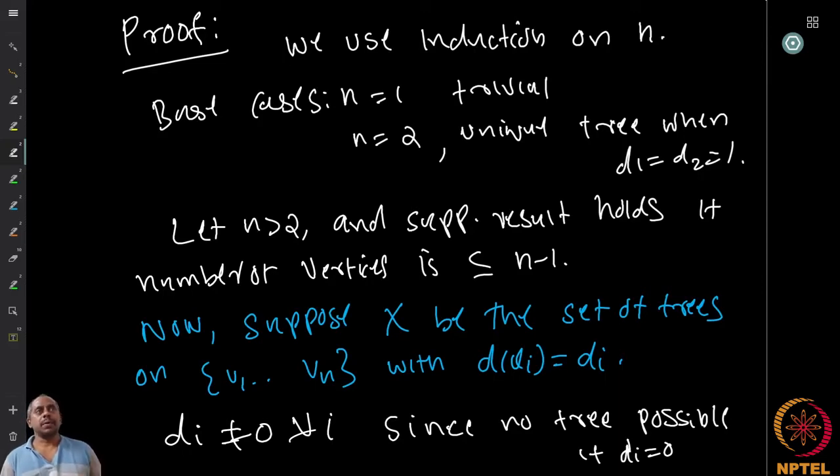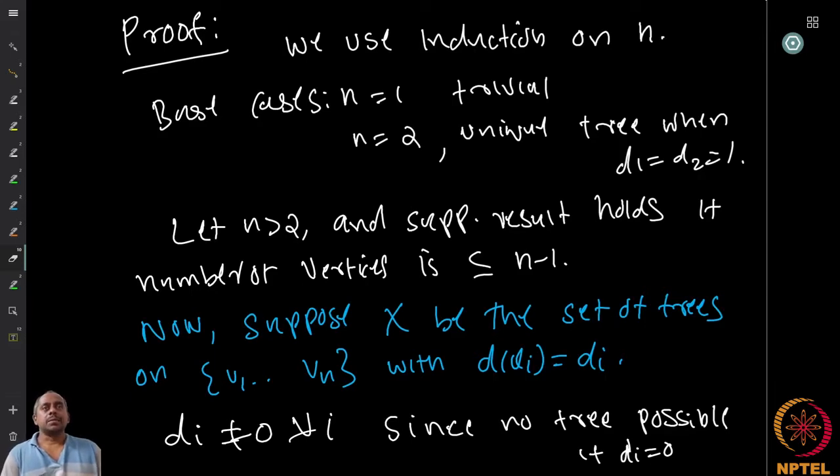And for n equal to 2, again there is a unique tree, right? What is the unique tree? The single edge, right? That is a tree. And this happens precisely when d1 and d2 are equal to 1. And in the other cases, d1 equal to 2 and d2 equal to 0, we can see that there is no tree. This is something that you can immediately see. So again we can see that the formula holds. You just verify this. So once you have the base cases, let us assume that n is at least 2.